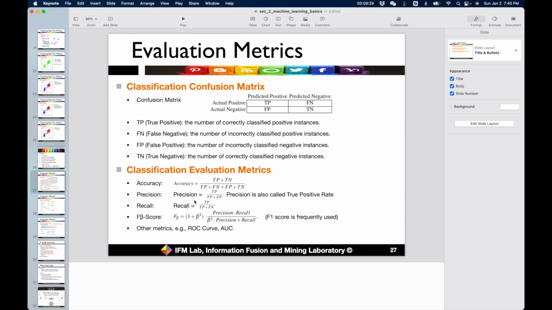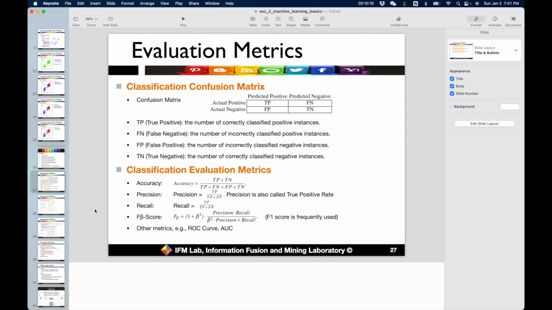Besides precision and recall, we also have another metric. It's called the F beta score, which is the balance between precision and recall. The F beta score is defined as this. We have beta as a parameter. Beta can be any number, 1, 2, 3, 4, right? And we have 1 plus beta squared times precision times recall over beta squared times precision plus recall. Normally, this F1 score is frequently used, actually. In other words, we can assign this beta to be 1 instead. So this F score is more like the balance between precision and recall.